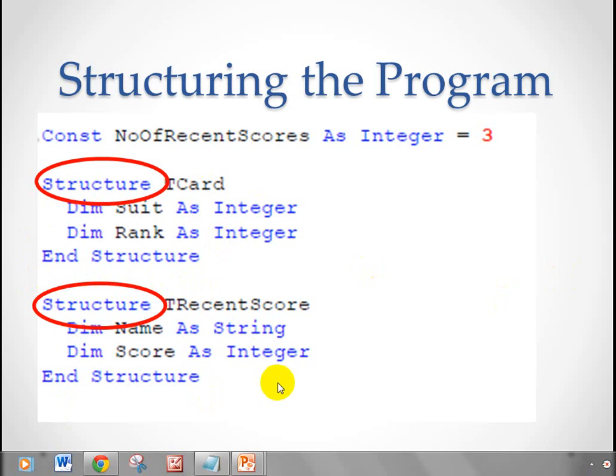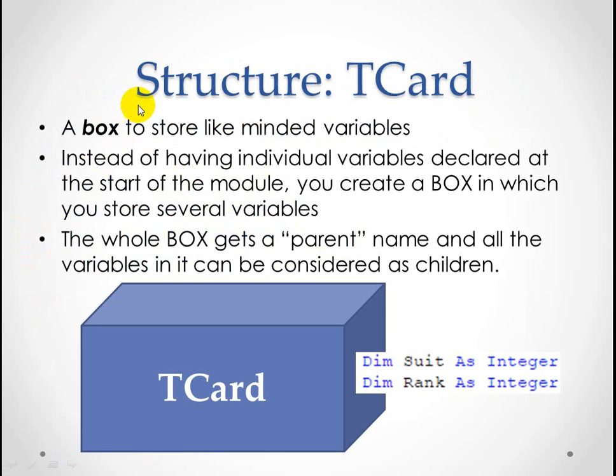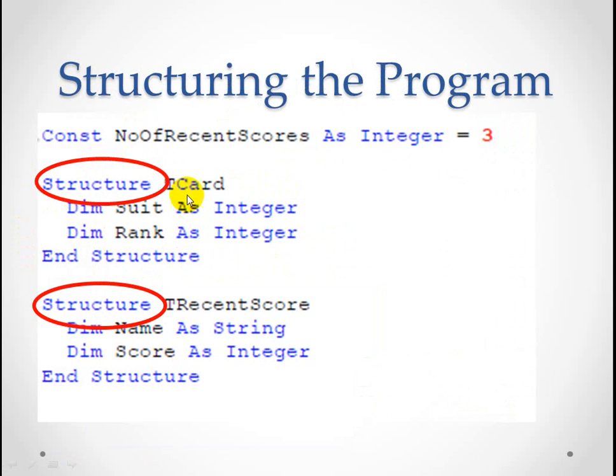What are they? They are basically a big grouping of variables. Well, there's only 2 variables in each, but it's a way of throwing these 2 variables into what I call a box. So take a look here. Structure. What is structure? Let's look at T-card. T-card is that first one. T-card has 2 variables in it, suit and rank. Suit is an integer, rank is an integer.